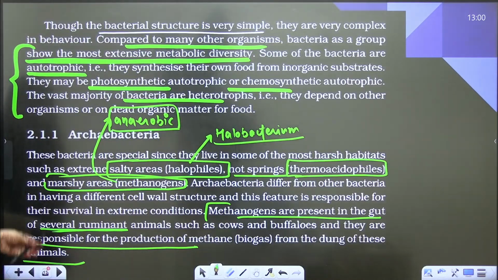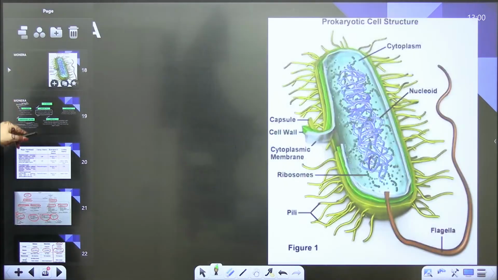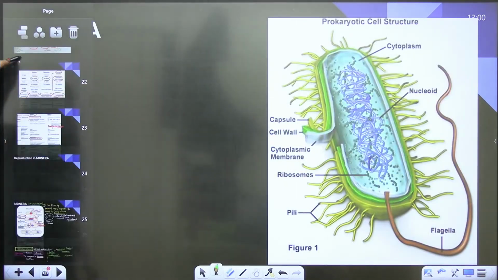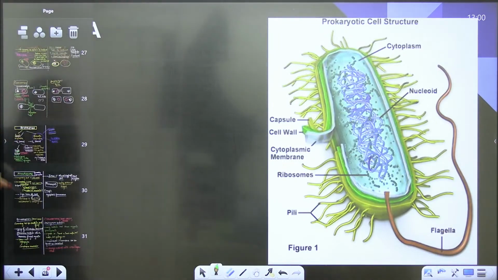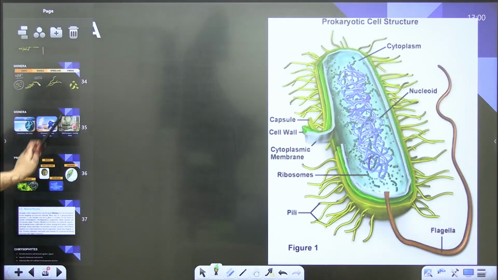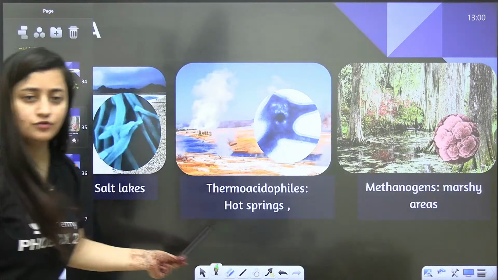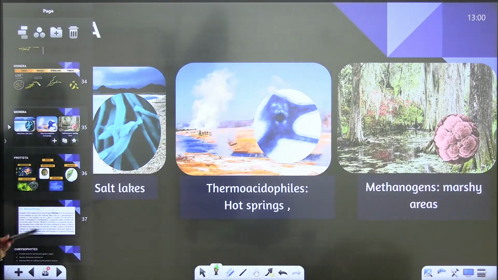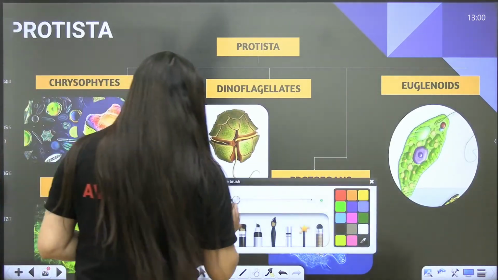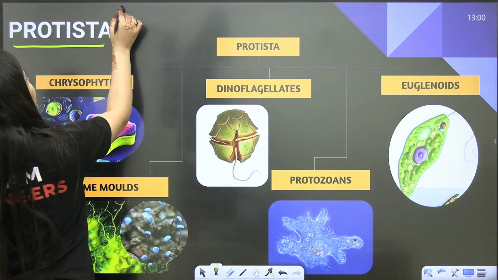This is all about the kingdom Monera. This is the diagram of a bacterial cell. Hope it is clear to you all. Students, remember halophiles, thermoacidophiles, and methanogens. The next is kingdom Protista. Who gave it first? Ernst Haeckel.